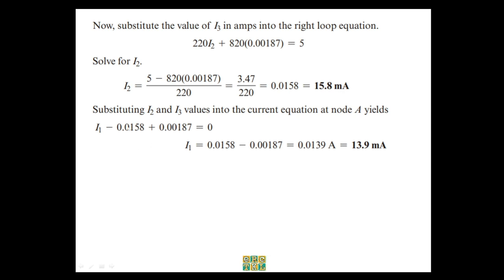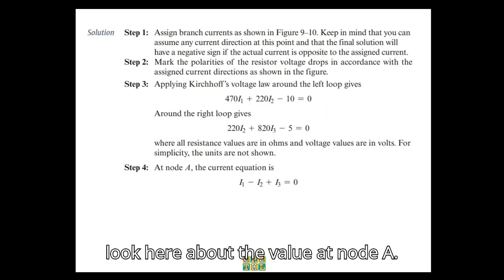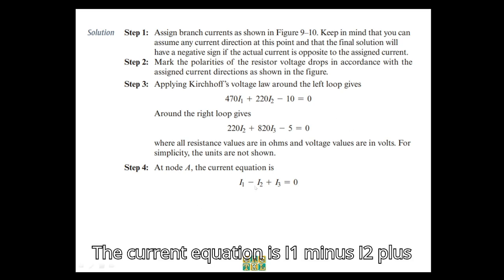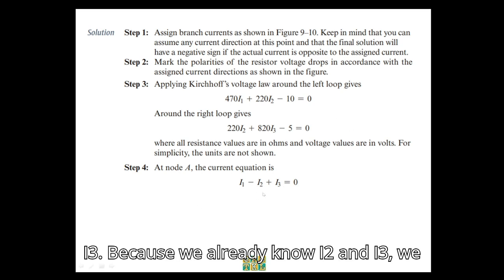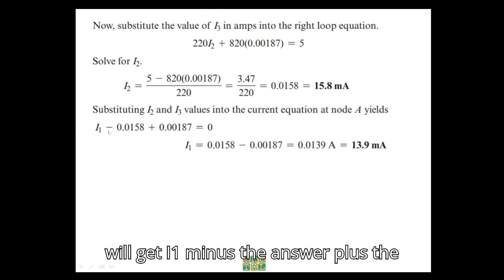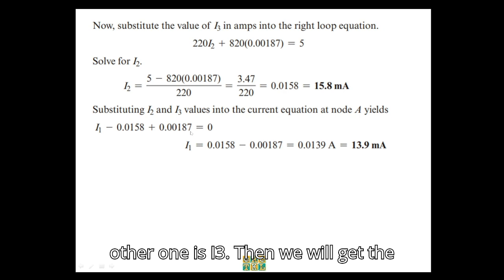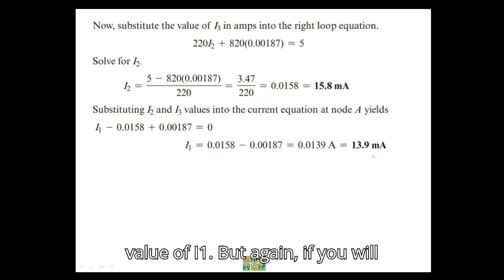The only remaining is the I1. So if you go back to node A, the current equation is I1 minus I2 plus I3. Because we already know I2 and I3, we can substitute these values there. We will get I1 minus the answer plus the answer here. This is I2 and the other one is I3. Then we will get the value of I1.